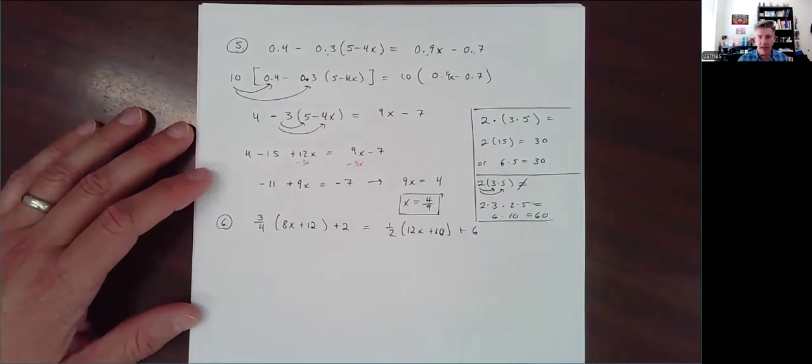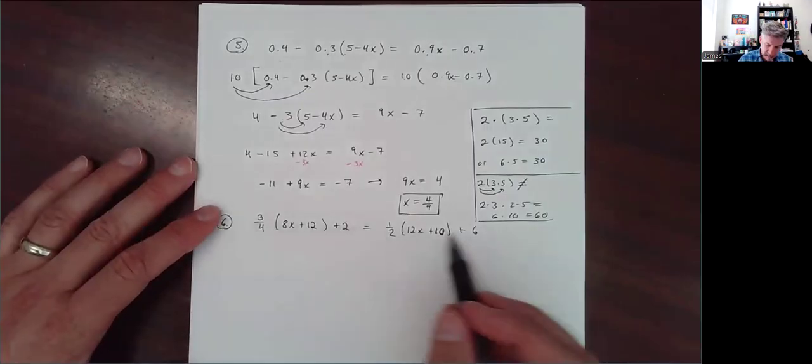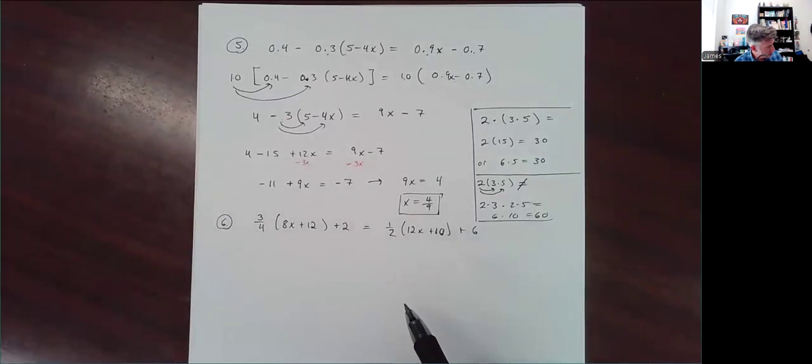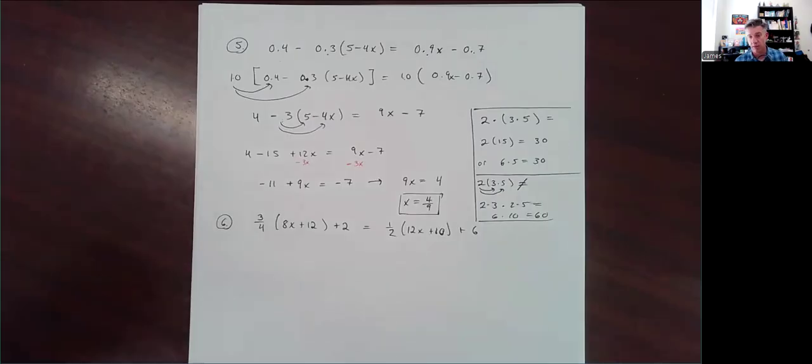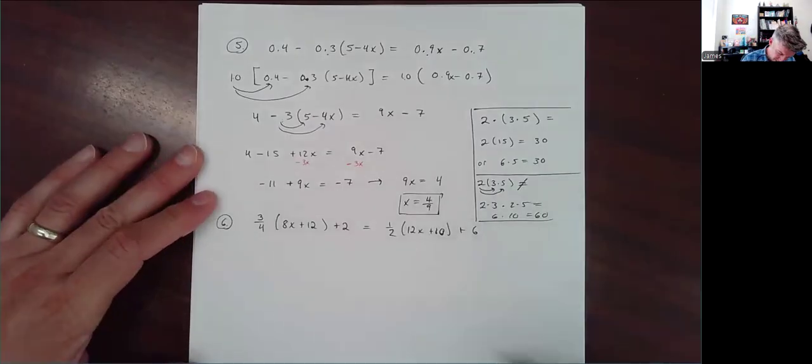All right, last one here. So this problem has something in common with problem 4, where we have fractions. We're going to multiply by the common denominator first. Here, the least common denominator is 4. So we multiply both sides by 4.